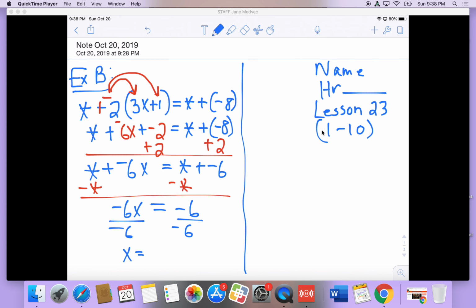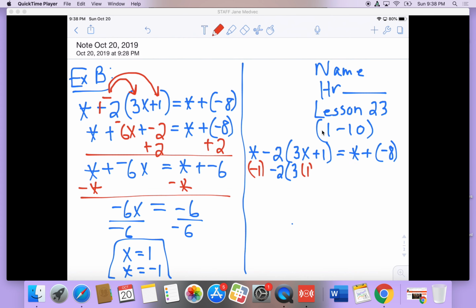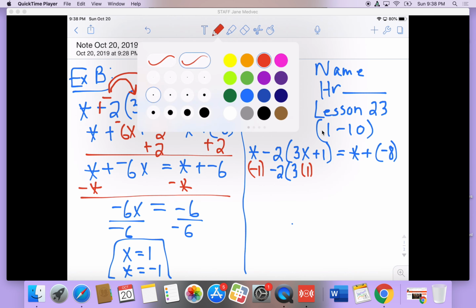Now we're going to come over on the other side, and I'm going to write the original problem. Again, I'm writing the original, and let's see if that answer works. So I'm going to take out star, and I'm going to put in a negative 1. And then I'm going to go ahead and write down the rest of the problem. Then I'm going to take out my x, and I'm going to put in 1. And then I'm going to write down the rest of the problem. I'm going to take out my star, and I'm going to put in a negative 1.